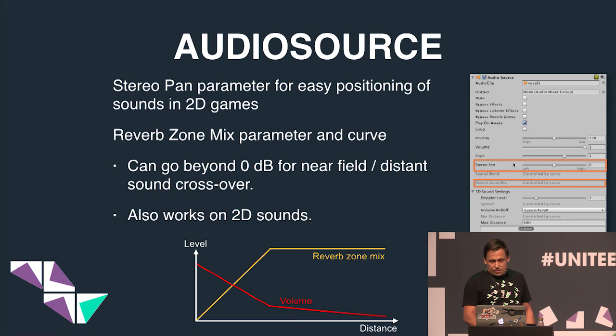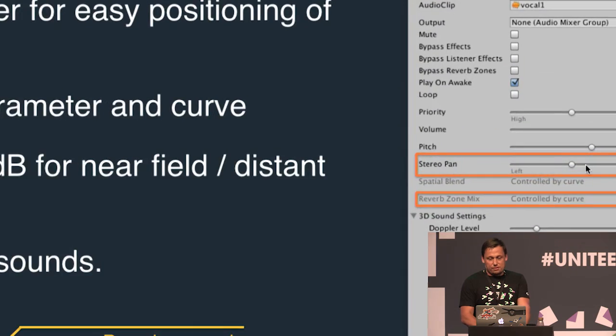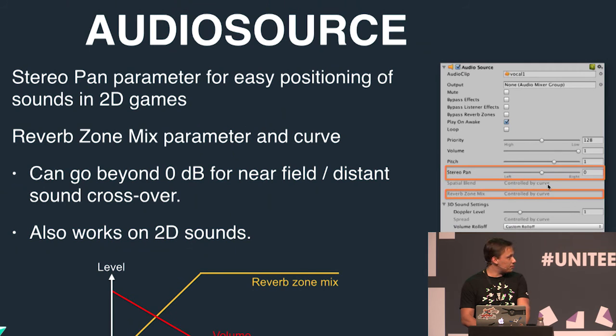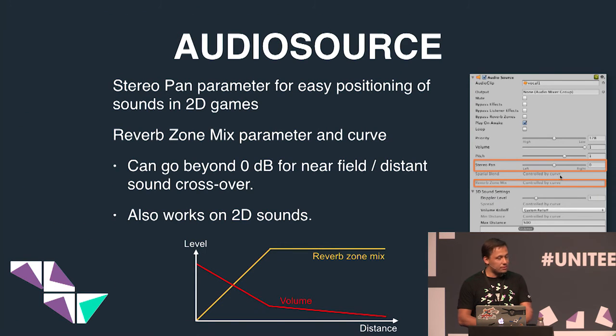And so you might know the pan parameter. We now renamed it to stereo pan because it's a little bit more exact about what it's doing. So that's for your 2D games. You can do the typical left-right panning. And we also added the reverb zone mix parameter. So if you have reverb zones in your game, now you actually get another curve, so you can specify the transition between your near field sound and your distant sound.